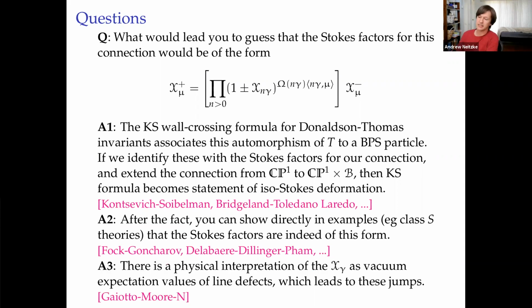And then another answer is that there's a kind of physics reason for it. These X gammas have a physical interpretation as vacuum expectation values of line defects. And that leads to this formula. Okay, so none of what I just said is fully rigorous mathematics, but they are all motivations for why you might write down this Riemann-Hilbert problem. I just wanted to try to explain that it doesn't come completely out of nowhere.